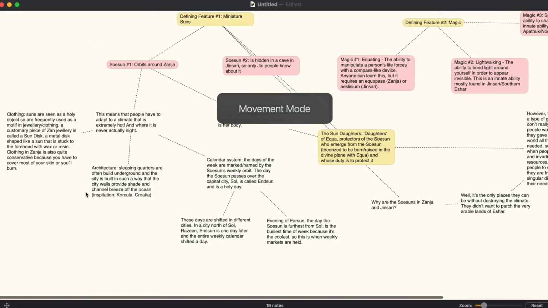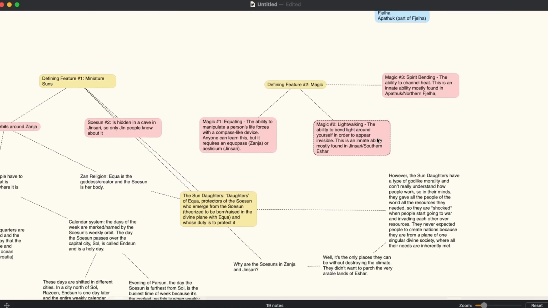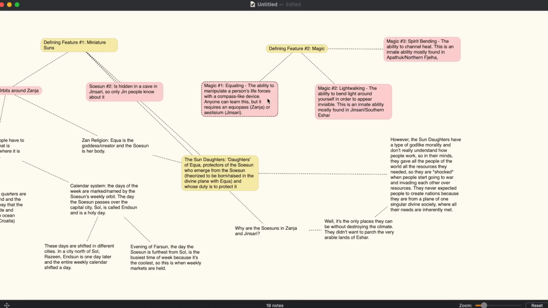Another question that I ask when I look at this is, okay, I have 3 magical abilities. 1, that anyone can learn as long as they have the device that allows you to do it, and 2, that they seem to be genetic. So why?